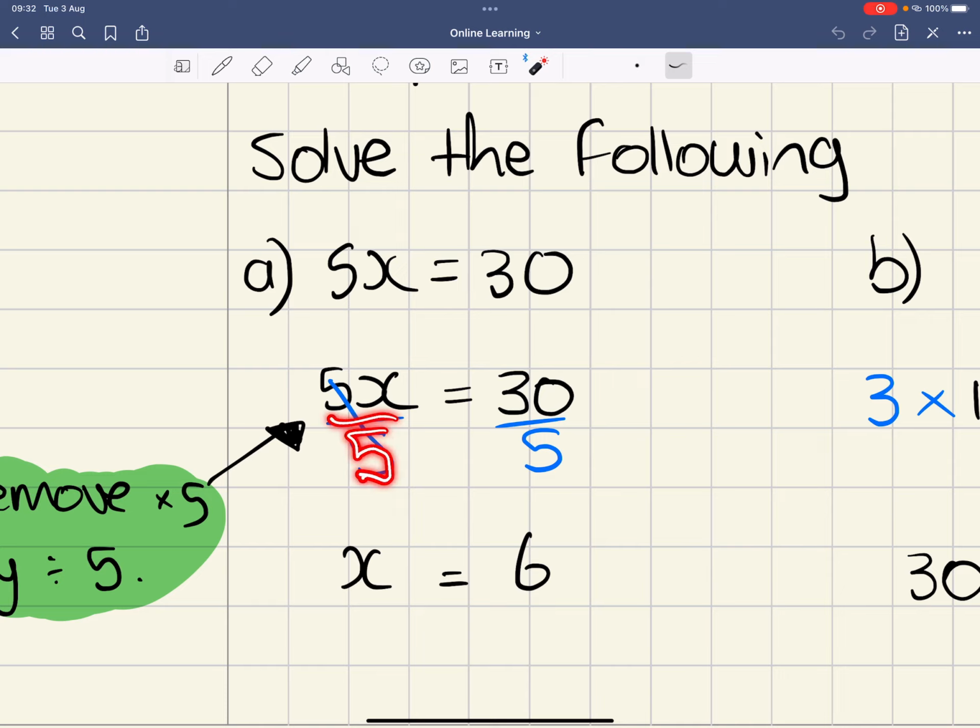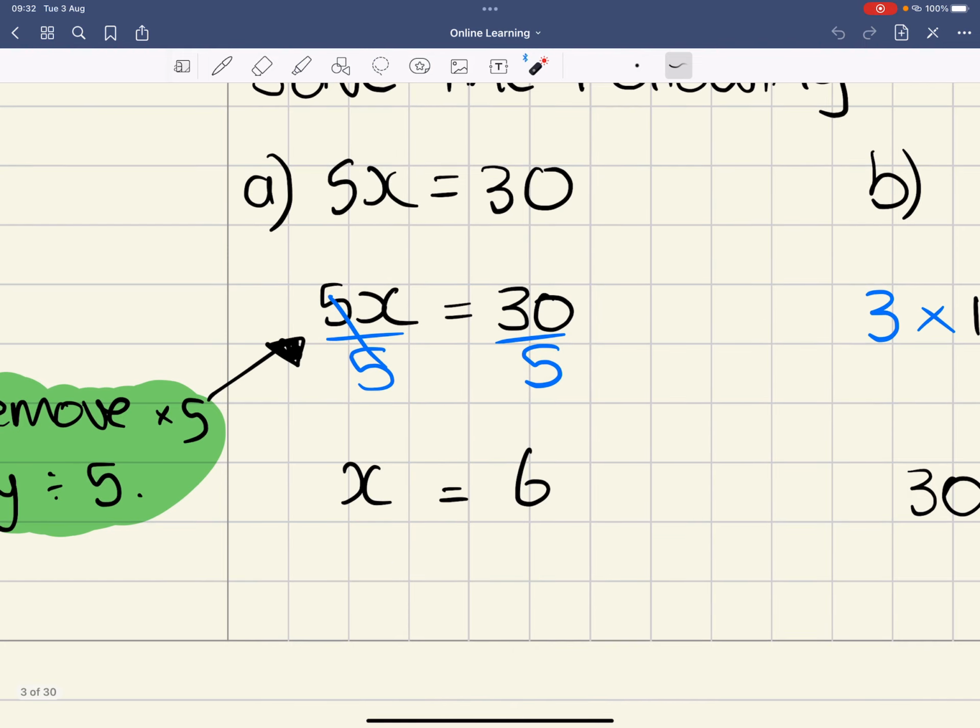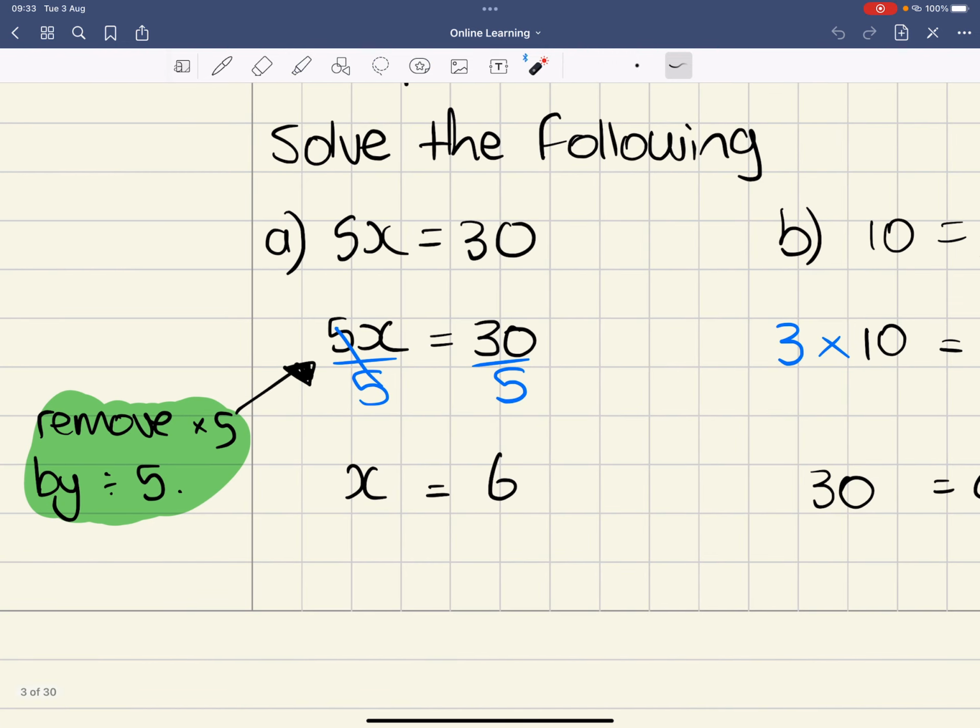But remember, whatever you do to one side of the equal sign, you must do to the other side. So we divide the 30 by 5 as well. Then, if you're multiplying and dividing at the same time, you can cancel those 2 5s out, and you're left with x equals, and then you can just answer what 30 divided by 5 is, and that's 6. So that's how we solve for that question.